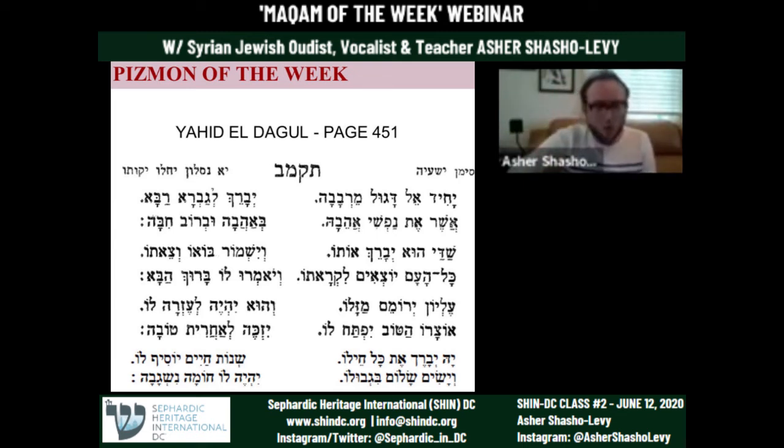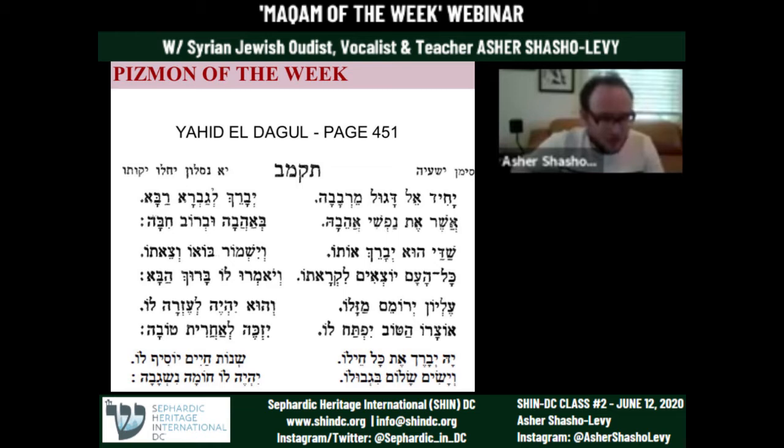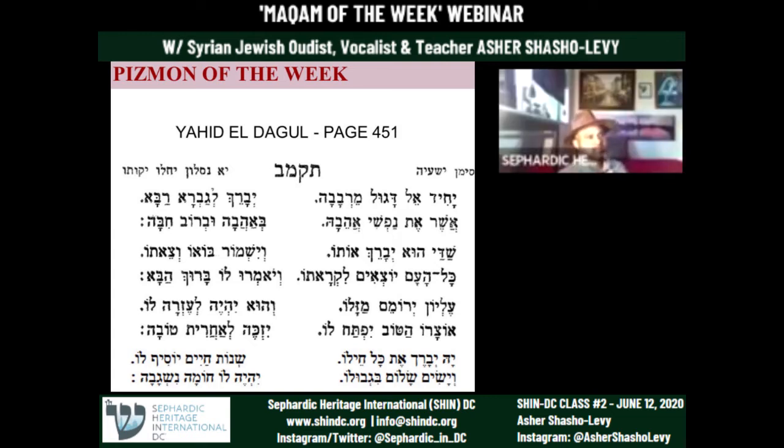But in this case, we're actually not exactly certain what the song is, even though the manuscripts say that it comes from a song called Ya Naslun Ya Helo Ya Koto. We don't know what that song is, and that may actually even be a mistake. But this was written in the 19th century by Hacham Yeshaya Sultan Rabia, who was one of the many Hachamim of Halab, of Aleppo, where many of these Pizmonim, most of these Pizmonim were written.